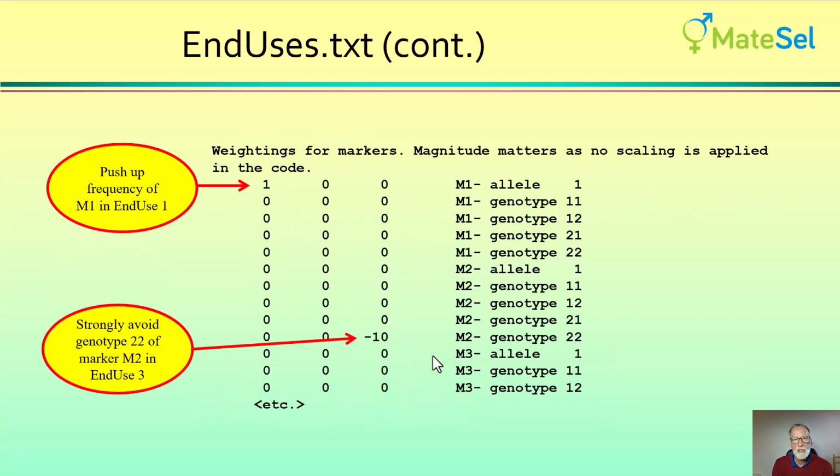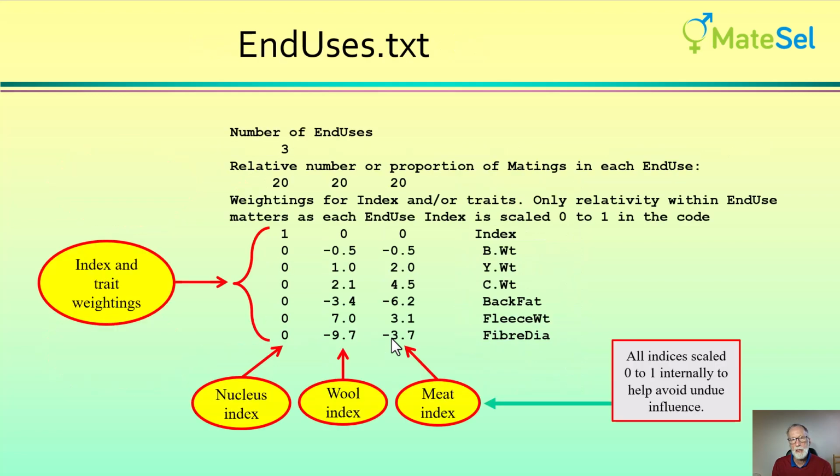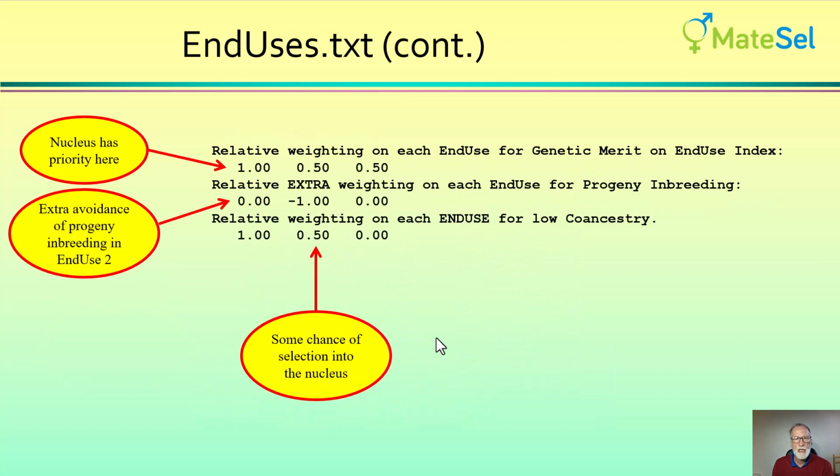The next component is the weightings for markers. In this example, we're pushing upwards for the allele 1, probably the favorable allele of marker 1. And here we're looking to strongly avoid possibly a genetic defect. That's the 2,2 genotype of marker 2. Now these weightings are not scaled, so that a -10 is 10 times more powerful than a -1. Whereas up here, if we multiplied all these weightings by 10, for example, it would make no difference because it's the relativity within EndUse for traits. So when it comes to pushing traits higher or lower for genetic merit, this is where we do it.